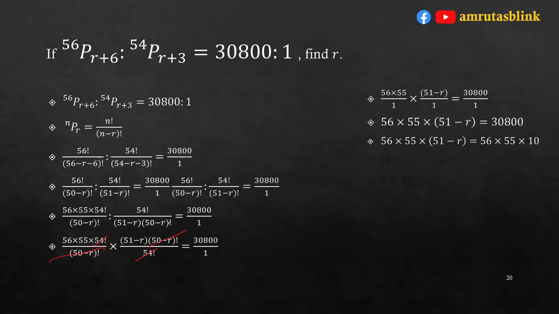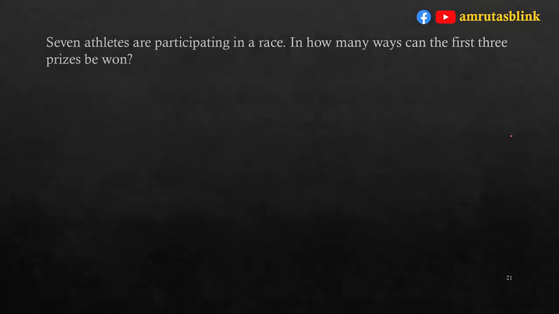Now if we try to find out factors of 30,800, 30,800 will be a product of 56 into 55 into 10. So simply we can cancel this 56 into 55 from both the sides, and 51 minus r is equal to 10. So r is nothing but 41. This is a very important problem. Here simplification, product, permutation, various concepts are used.